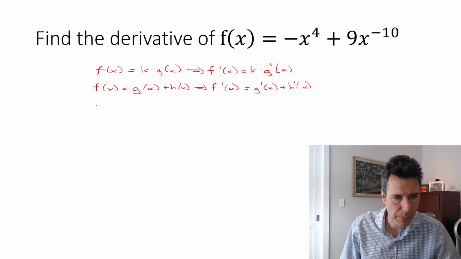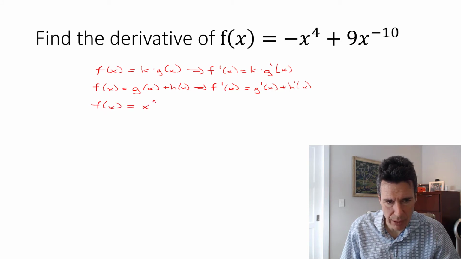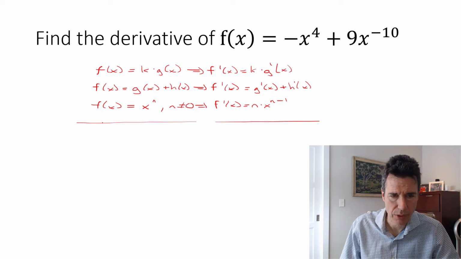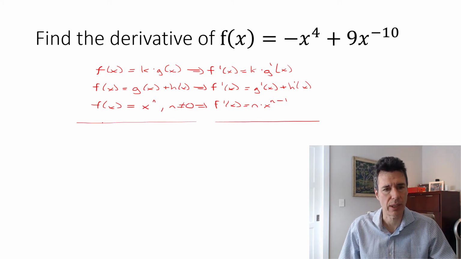And finally, we've got the power rule. If f of x is x to the power n, where n is not 0, we have the derivative f prime of x is n times x to the power n minus 1. So we're going to use those three properties. I'll talk through how we do it.